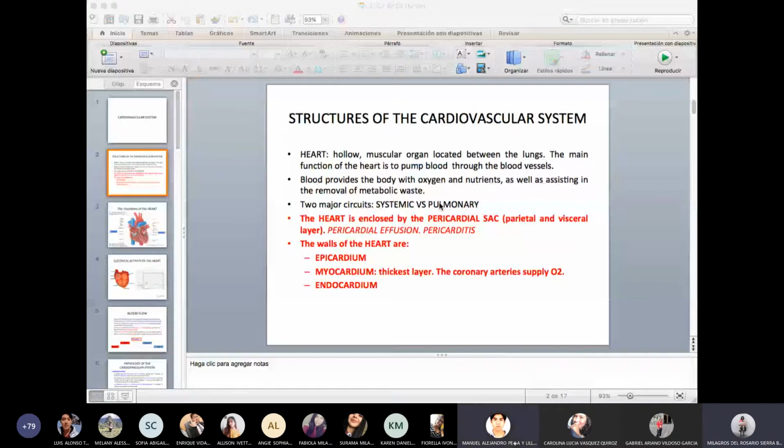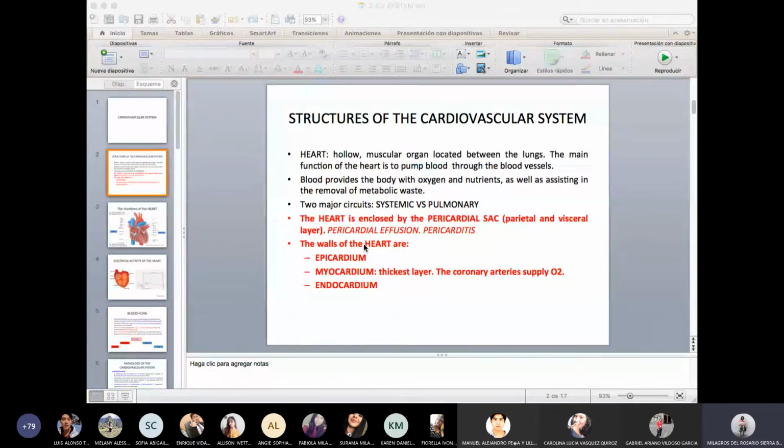Then we can talk about the pericardial sac that has two layers: the outer layer called the parietal layer, and the visceral layer, which is the inner layer. Generally, there's a small quantity of fluid that helps the layers not to stick. But when there's an infection or an inflammation, a pericarditis, there can be a pericardial effusion when there's more fluid. This can make it difficult for the heart to pump.